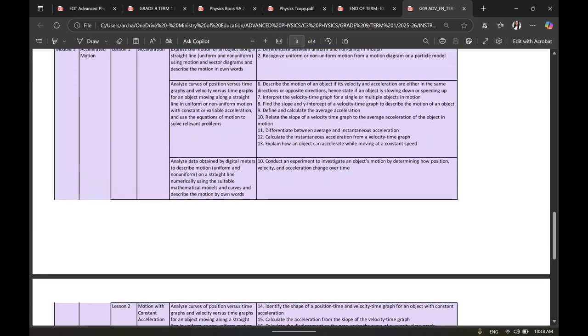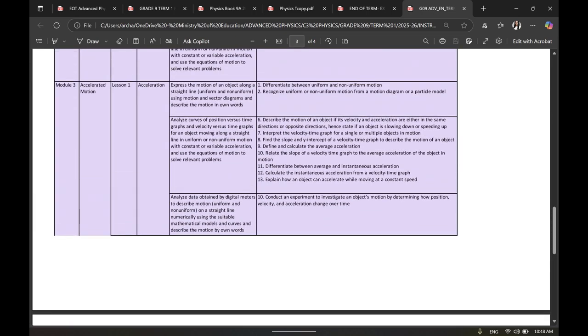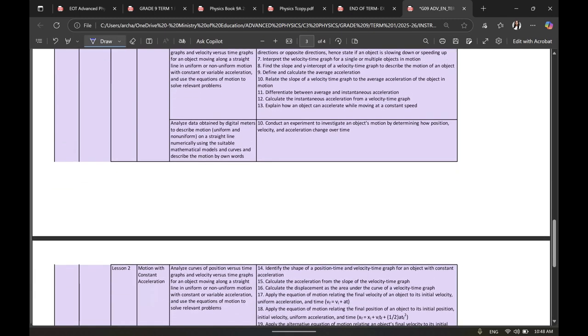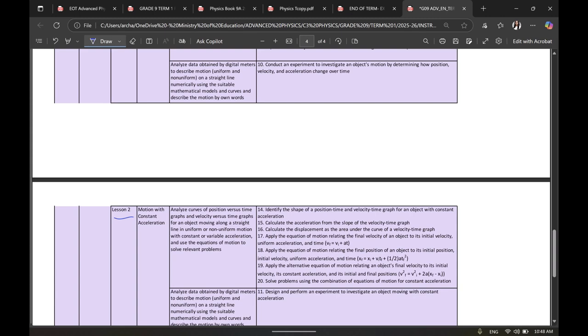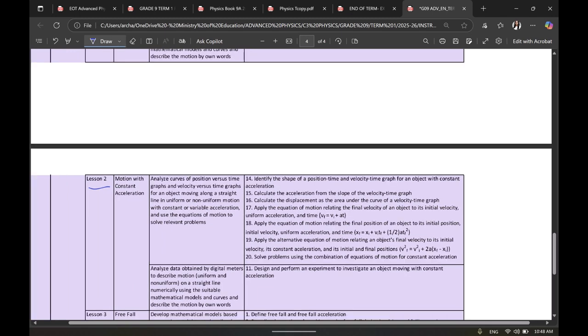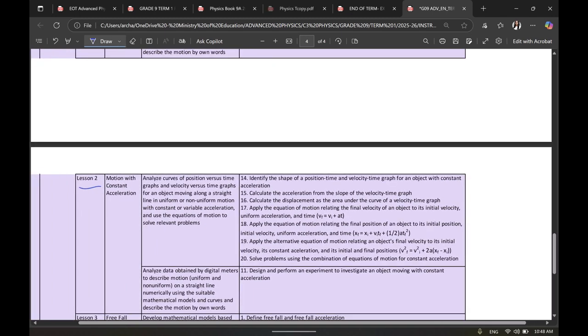Hi all. In this video, I'll be talking about accelerated motion, that is module 3, and the second lesson, which is motion with constant acceleration. What are the objectives? There are six objectives which we need to learn. Identify the shape of a position-time and velocity-time graph for an object with constant acceleration, and calculate the acceleration from the slope of the velocity-time graph and the displacement as an area under the curve of a velocity-time graph. So the first three things, let's talk about that.